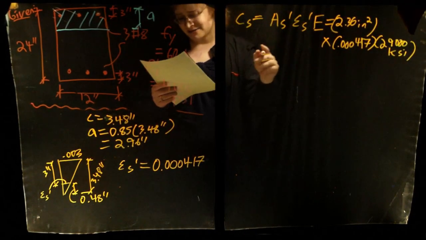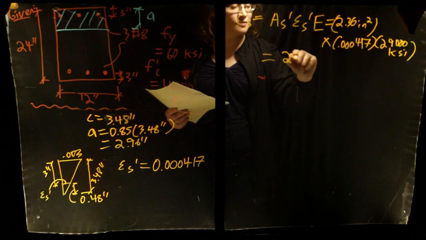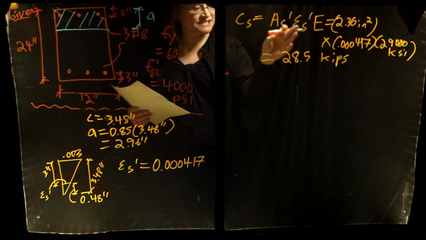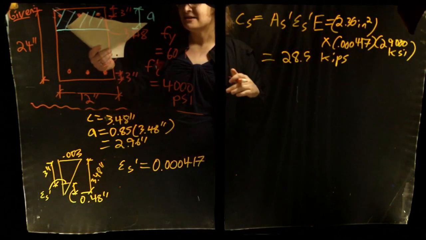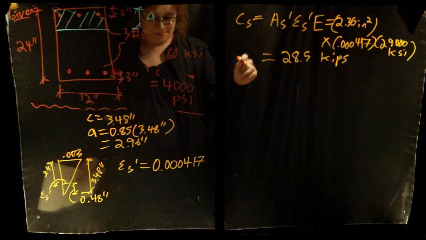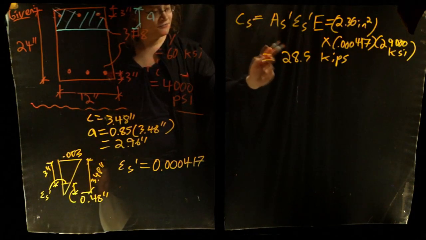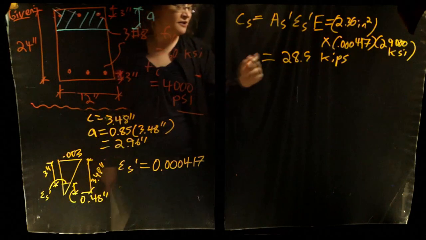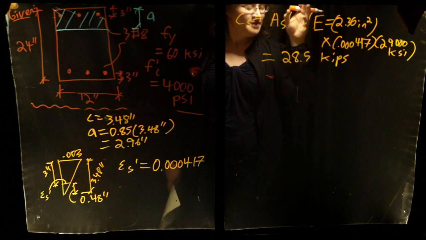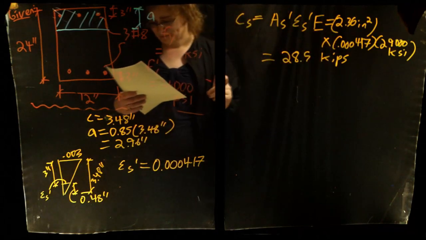And if you go and multiply all that out, hopefully you get the same number I did, I got a C sub S value of 28.5 kips. Again, that is the force in the compression steel produced by our strain diagram. And compare that to our tension reinforcement. Remember, our tension reinforcement at yield has a force of 141.4 kips. So 141 kips versus 29 kips. So this compression steel is going to carry much less force than the tension reinforcement. And that's simply because this isn't going all the way up to the yield stress.